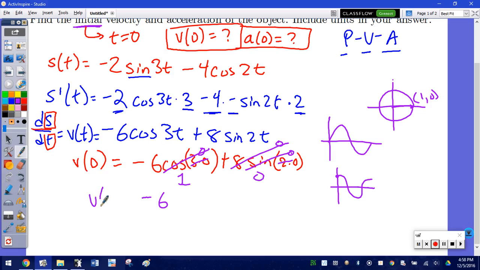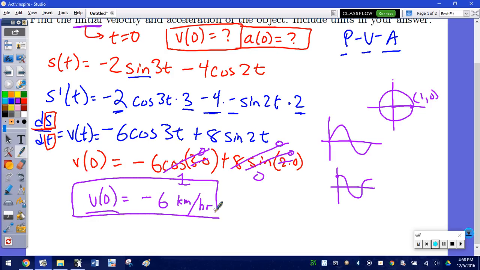So there's our initial velocity, and the unit here is going to be, let's see, rate of change, velocity, slope, ds dt. The top here is in kilometers in this case, and t is in time. If you go back to the problem, you'll see that time is measured in hours. So there's the first part of our answer.